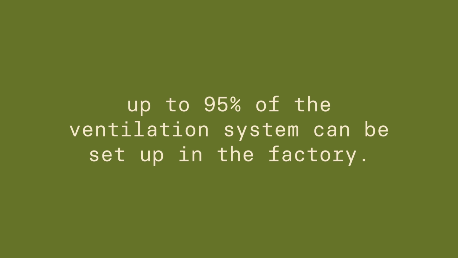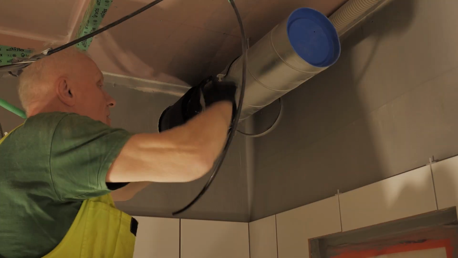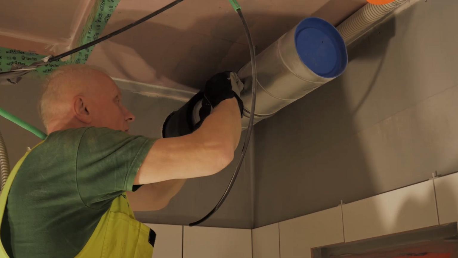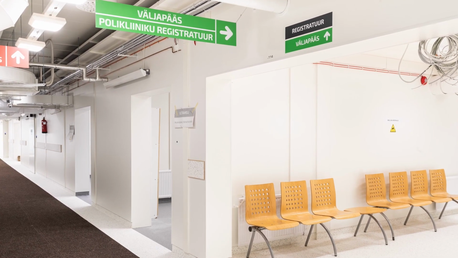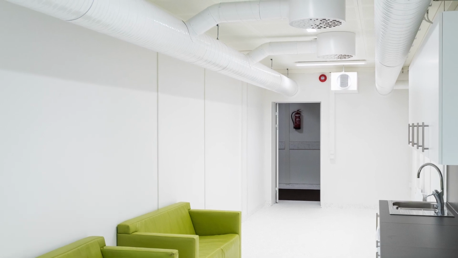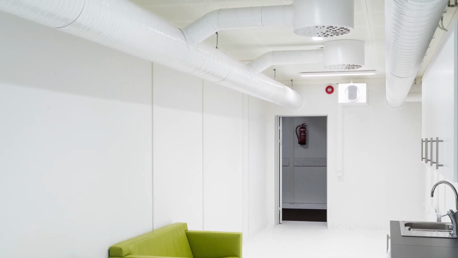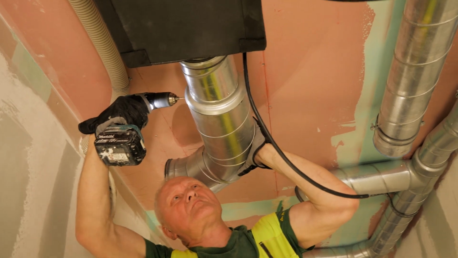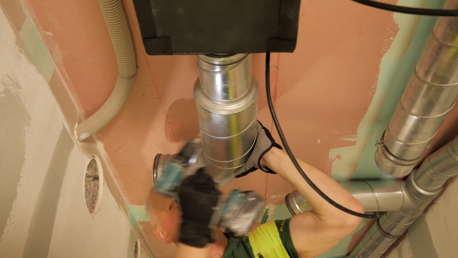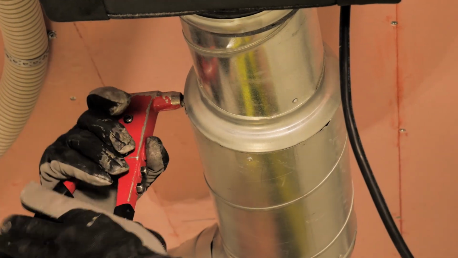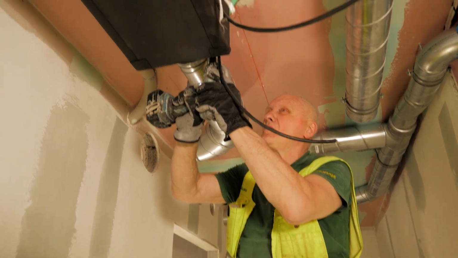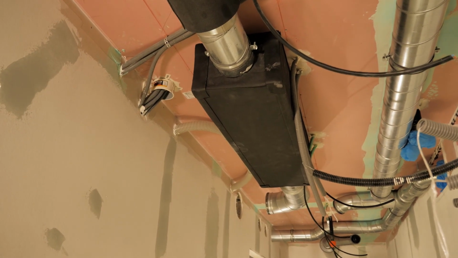In modular buildings, up to 95% of the ventilation system can be set up in the factory. Only the connection of ventilation pipes and system adjustments need to be done on site. For large buildings such as hospitals, schools, or nursing homes, more work is required on-site related to their central ventilation system and larger equipment. Modern buildings usually use a heat recovery ventilation system, which balances the amount of air entering and exiting rooms. This not only improves the air quality, but also raises the energy efficiency of the building.